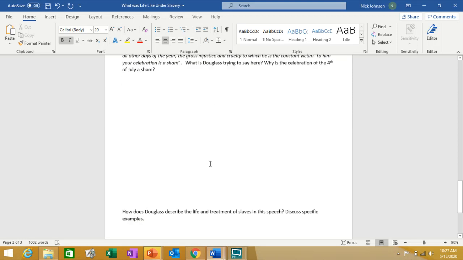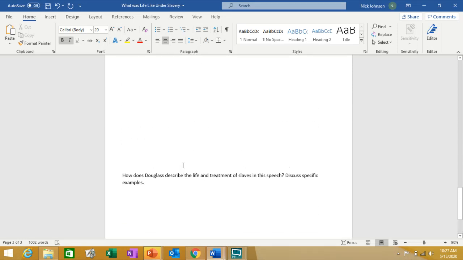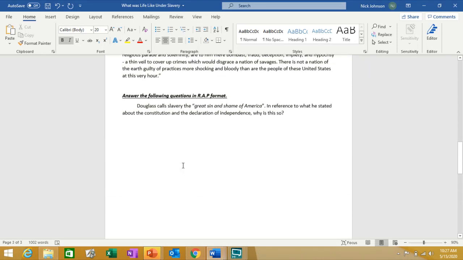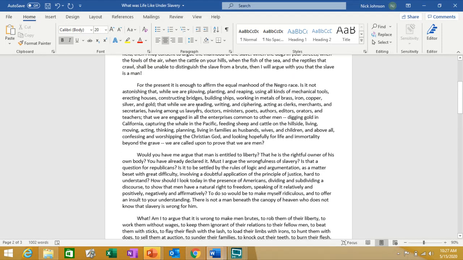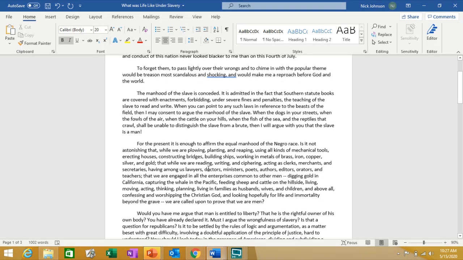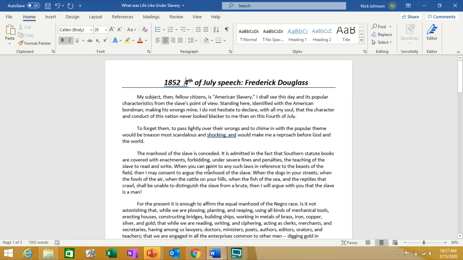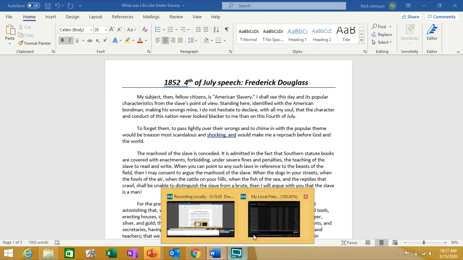So, after this speech, there are some questions here. Now, I would like you to answer these questions, RIP format, okay? If you're worried about adding detail, cite from the speech. If you need to read it more than once, that's okay. The language is old. But keep in mind, it's the 4th of July, and Douglass is trying to point out something that America basically can't truly be America unless slavery ends. Alright? So watch that video, read this speech, and I will see you all later.